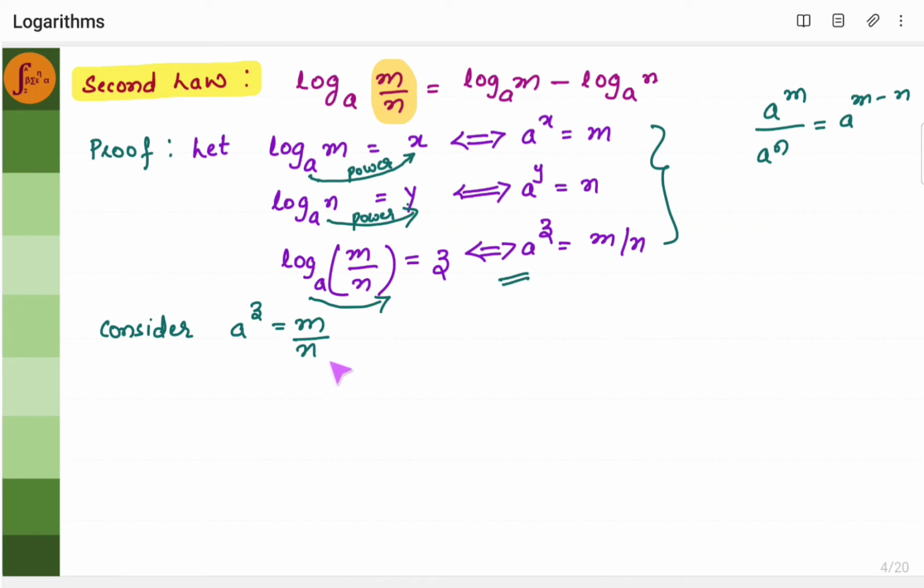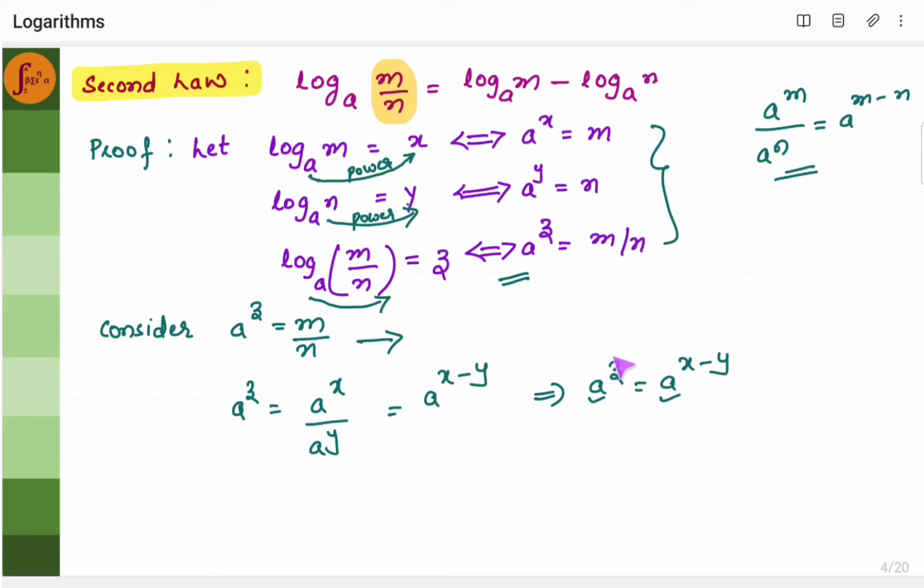A to the power z is equal to m by n. Using this statement, we'll have to derive this particular law. So what is a to the power z? What is m? We'll take the exponential form. m is a to the power x, n is a to the power y. Now, based on theory of indices, we apply this law: a to the power x minus y. So a to the power z is equal to a to the power x minus y. Since the bases are same, the powers have to be same. So z is equal to x minus y.